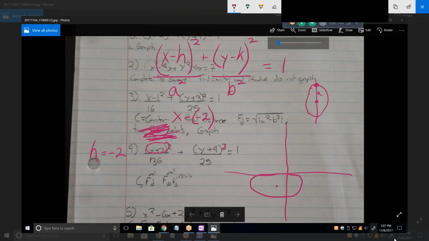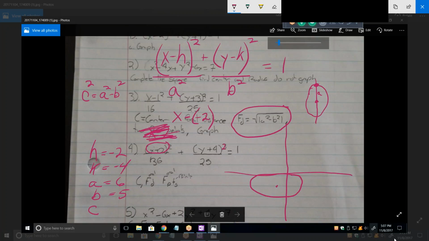H is minus 2. K is minus 4. A is 6. B is 5. And there's one more important thing, C. What's the general equation for C? I don't know that. Actually, let me teach you a better way to remember it. C squared equals A squared minus B squared.